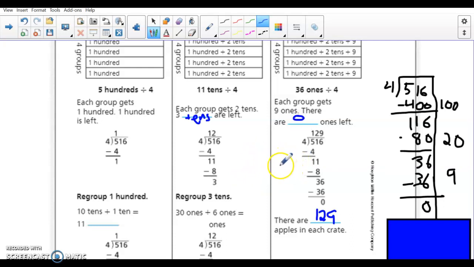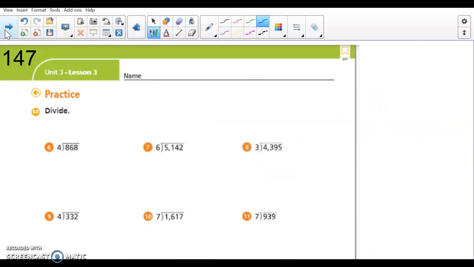Okay, so this is eventually where you might be going, but if you're going to stick with this partial quotient method, that's totally fine as well. So let's look at 147 and let's get some practice. And I'm going to do one of these problems because we did several yesterday, and then we're just going to get some time to work.